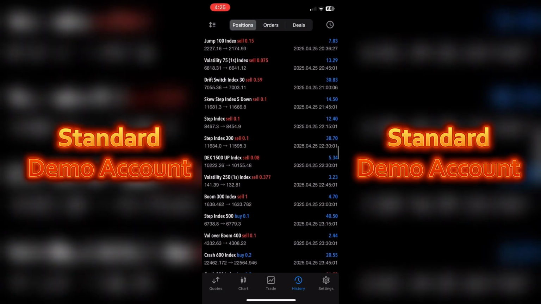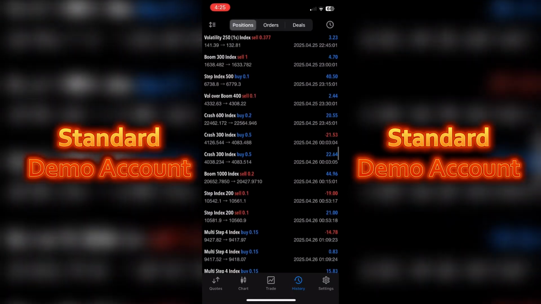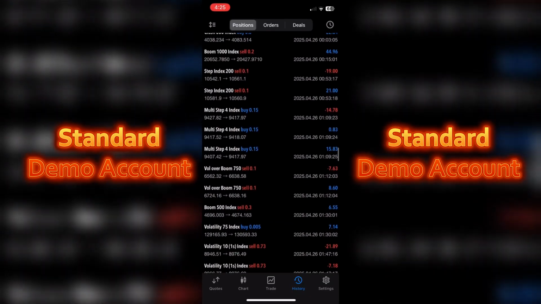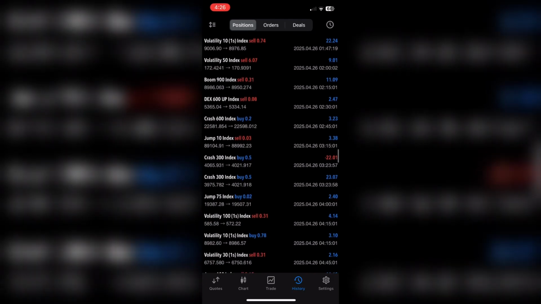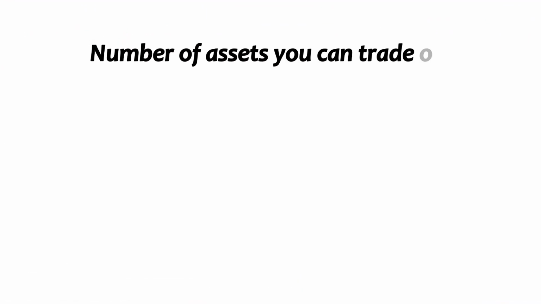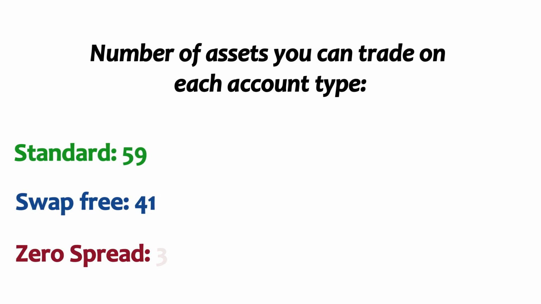So that practically makes it the best option, because its spreads are not too wide and you don't pay commissions for each trade, so you save more money, and because you have a wider variety of assets to trade from. In other words, some assets that you can trade on the standard account, you may not be able to trade on the swap free or the zero spread account.